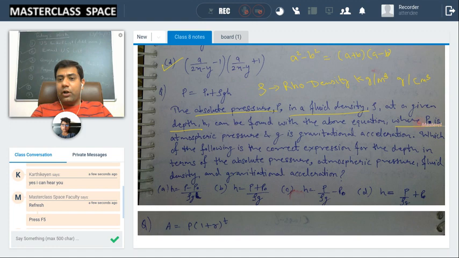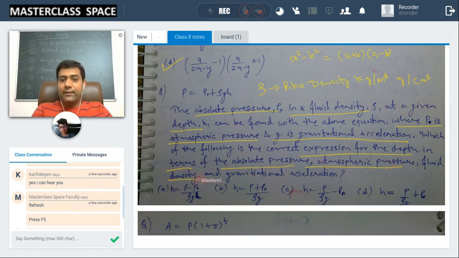Where P naught is, see what I'm doing, I'm underlining as I'm reading the question. That you have to do in the exam also. Where P naught is atmospheric pressure and g is gravitational acceleration. Which of the following is the correct expression for the depth? You have to find the expression for depth in terms of absolute pressure, atmospheric pressure, fluid density, and gravitational acceleration. So what is this? A. It's quite easy. The answer is A, because even if you don't need all these things, you get it right. It is just P minus P naught divided by rho g.